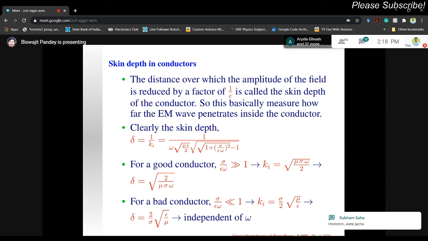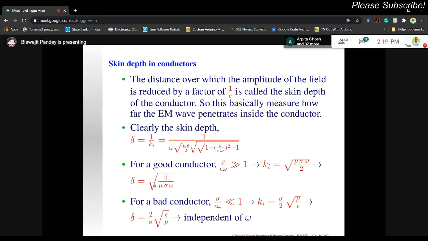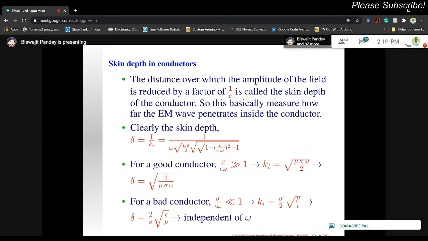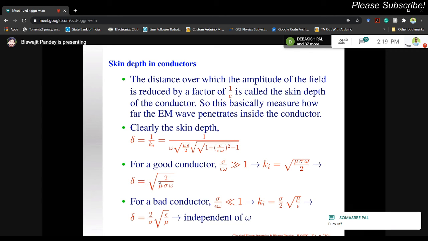So if you put the values here, I am just telling you the numbers. If you use 60 Hertz and take a copper wire, the skin depth in case of copper will come out about 8.61 millimeter, and in case of iron it will be 0.65 millimeter. So you see, for iron the skin depth is much lesser, very small, 0.65 mm, and in copper it is 8.61 mm. So the power loss in case of copper wire will be lesser as compared to the iron wire.